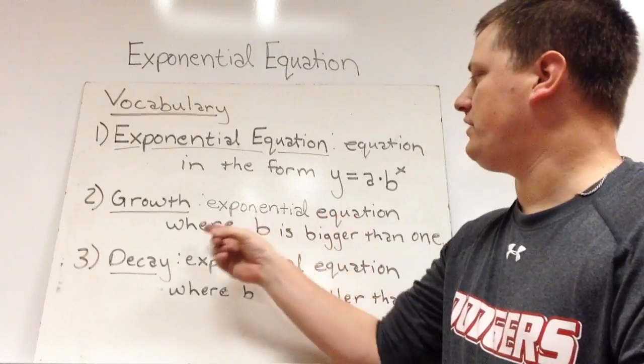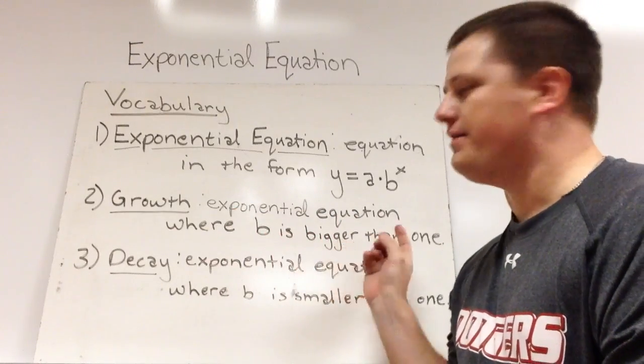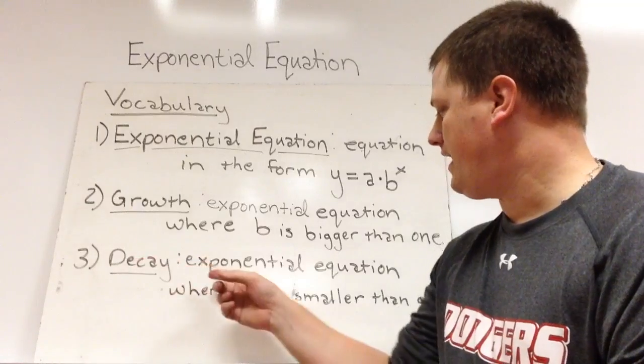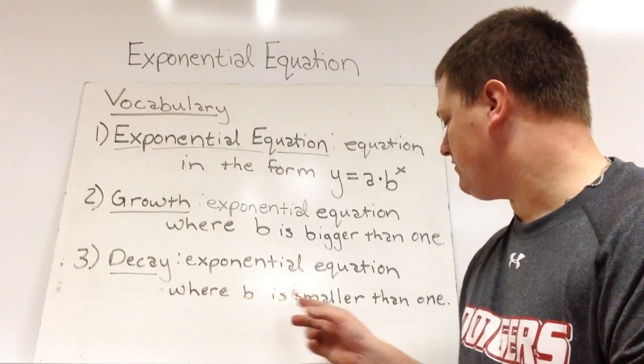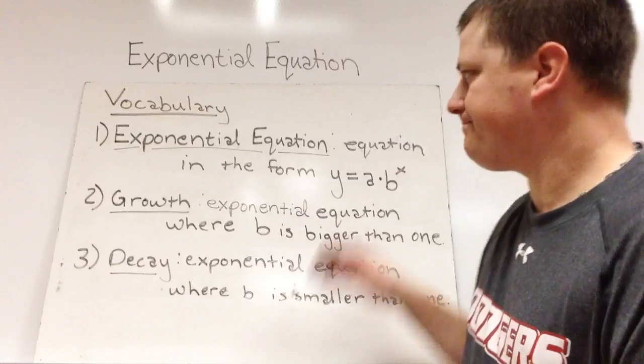Growth: an exponential equation where b is bigger than 1. Decay: exponential equation where b is smaller than 1.